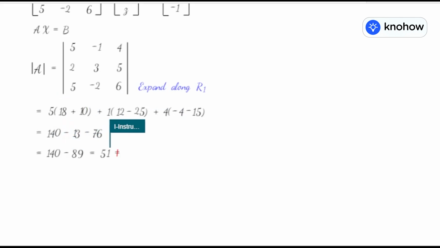So here we find that determinant A is not equal to 0, so the system of linear equations is consistent with a unique solution. It has got a unique solution.